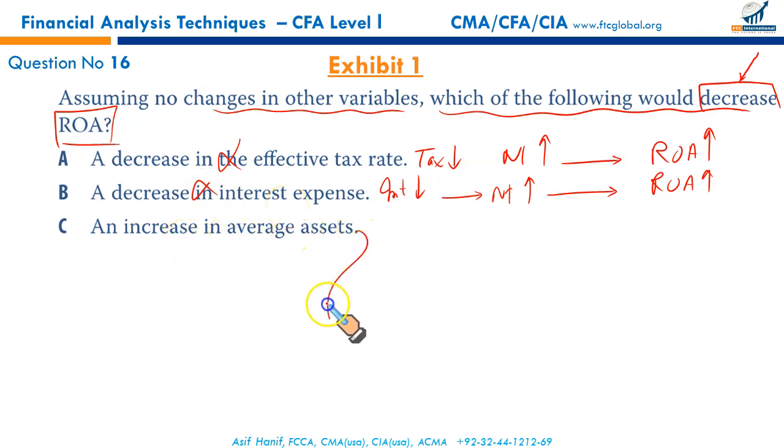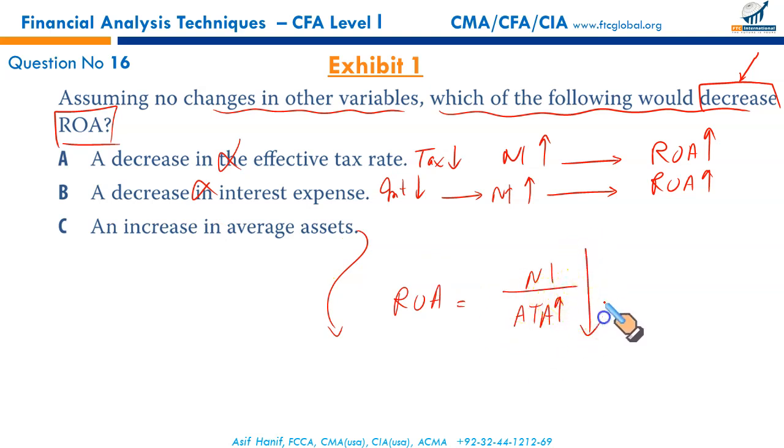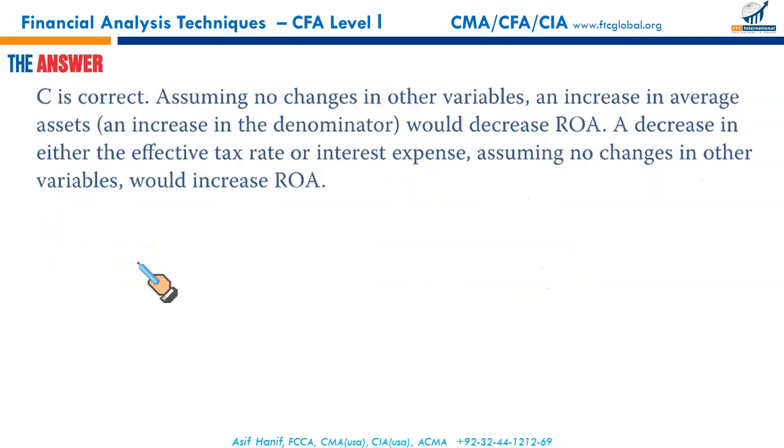Increase in average assets. Now look at it: return on assets is equal to net income upon average total assets. Increase in average total assets is a denominator. When the denominator becomes larger, it will cause the whole ratio to fall. Now we are absolutely convinced that C is the right answer, and C it is.